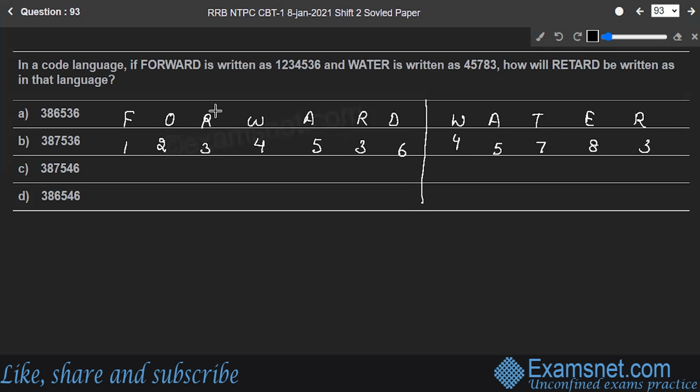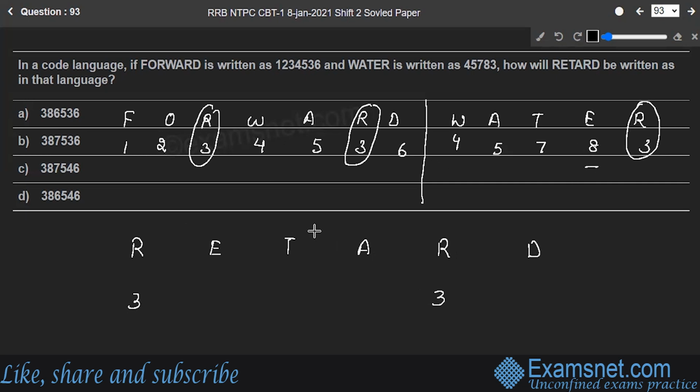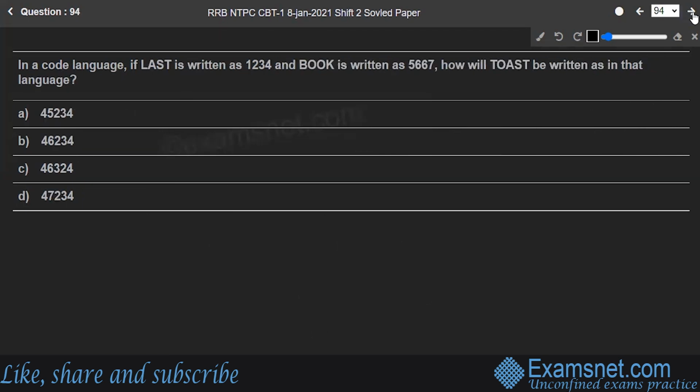So you notice one thing, particularly codes. R is 3, so R is 3 only everywhere. That means every alphabet is given a particular code number. So I'll pick up retard codes from there only. R, E, T, A, R, D. R is 3, 3. E is 8. T is 7. A is 5. And D is 6. So 3, 8, 7, 5, 3, 6 is option B. This is the answer to this question. Hope you understood this. Next question number 94.